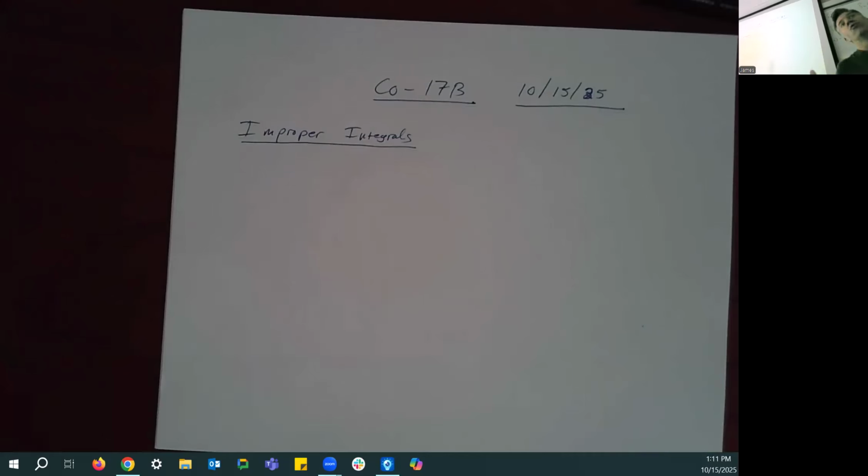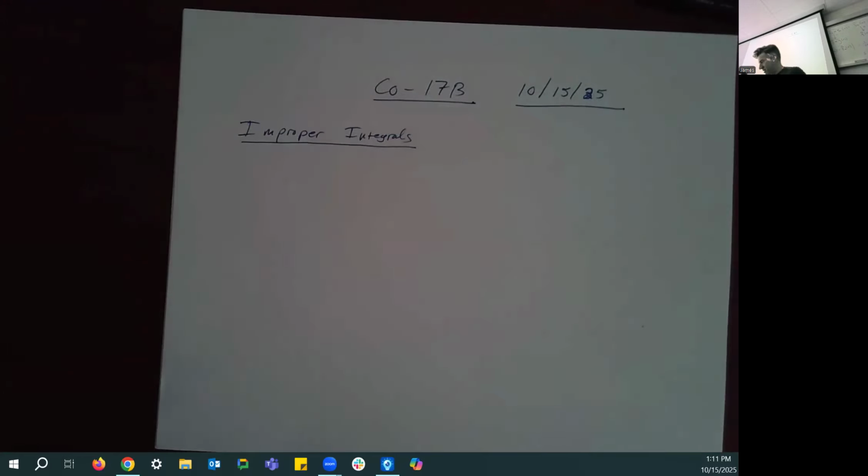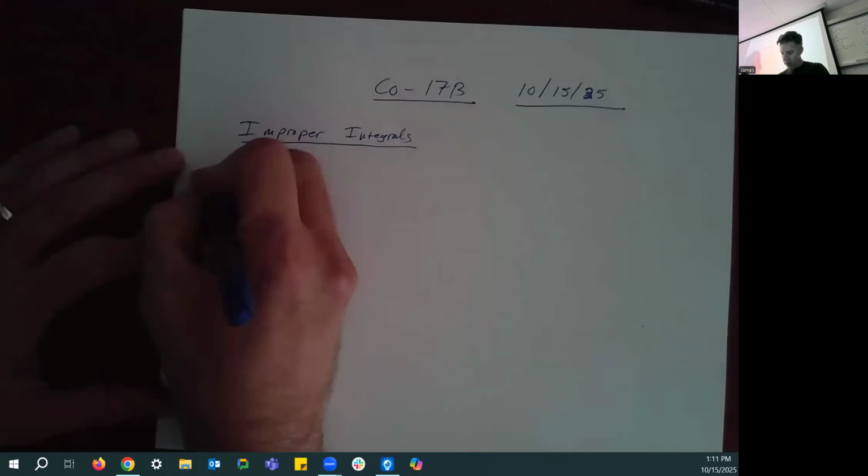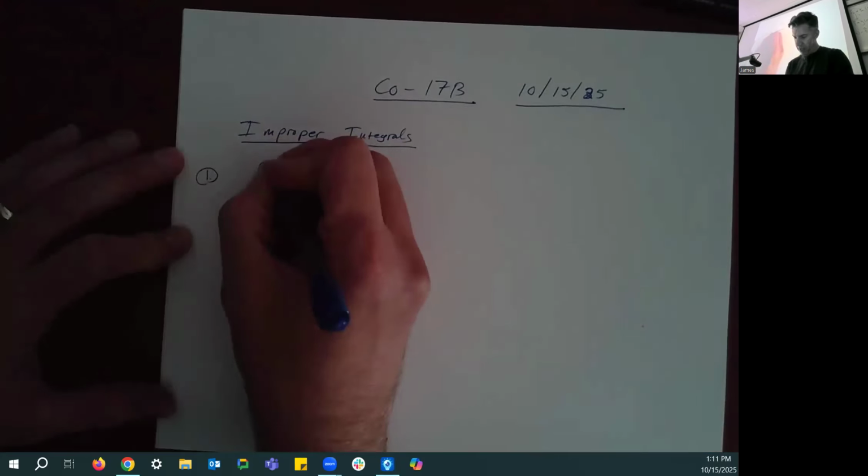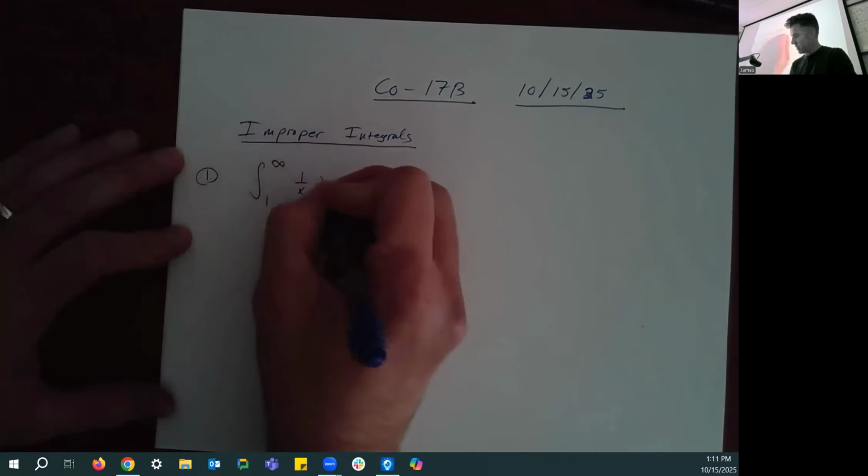We're still going to use the same methods of integration: anti-power rule, u substitution, integration by parts, etc. There's just something else you have to consider now. So let's look at this first, very classic example. You probably did this one in class, but it's worth seeing again. We're first going to look at the integral from 1 to infinity of 1 over x dx.